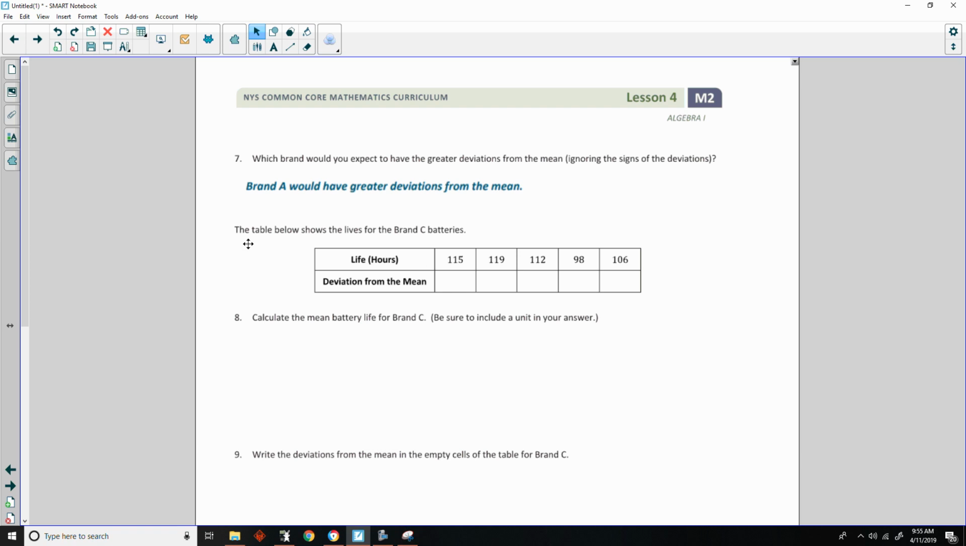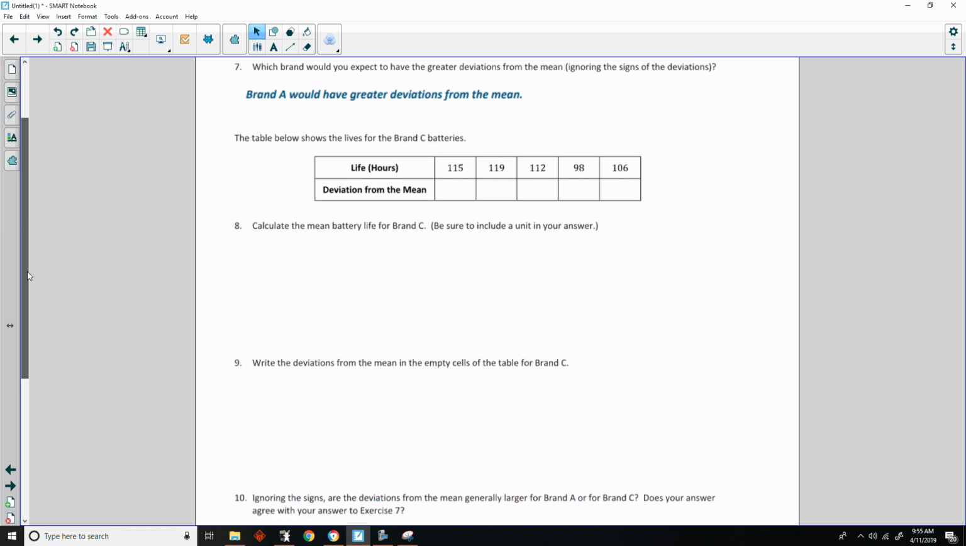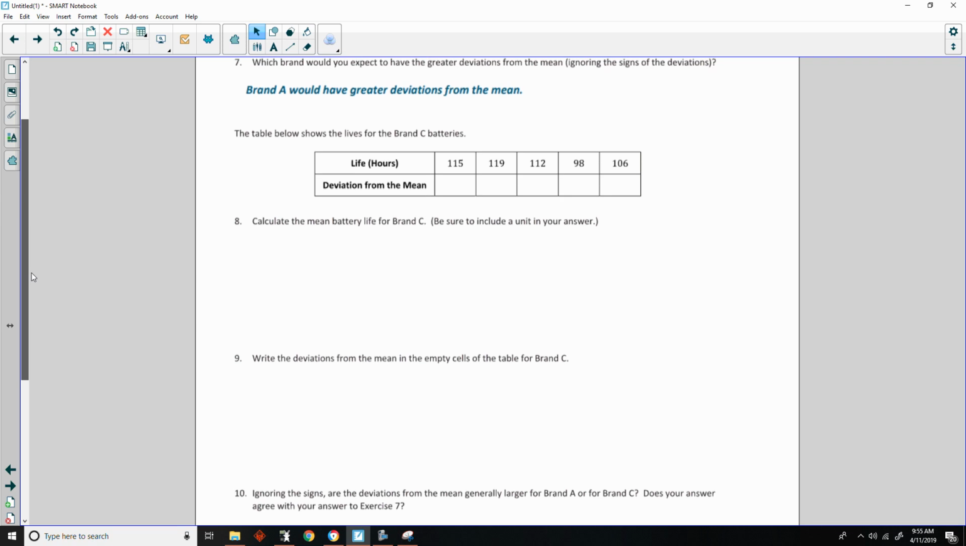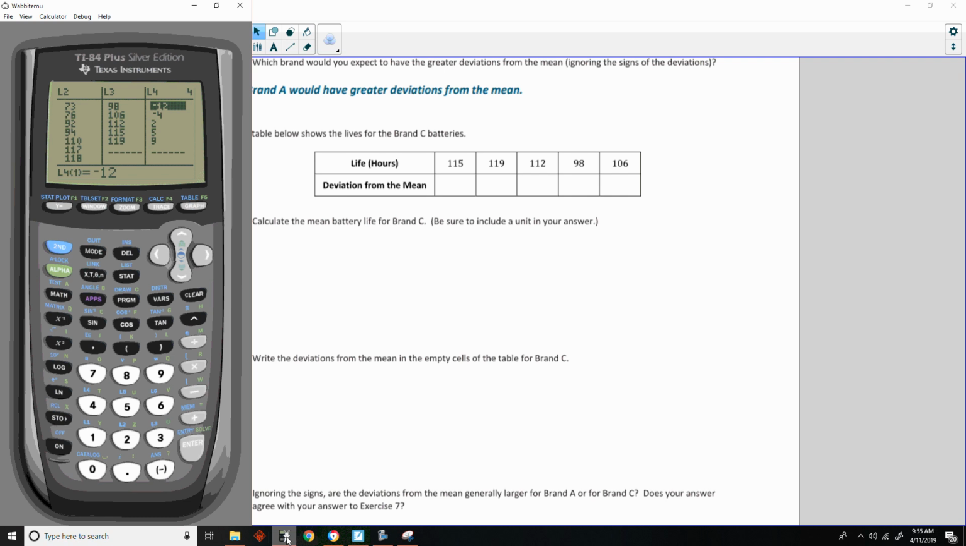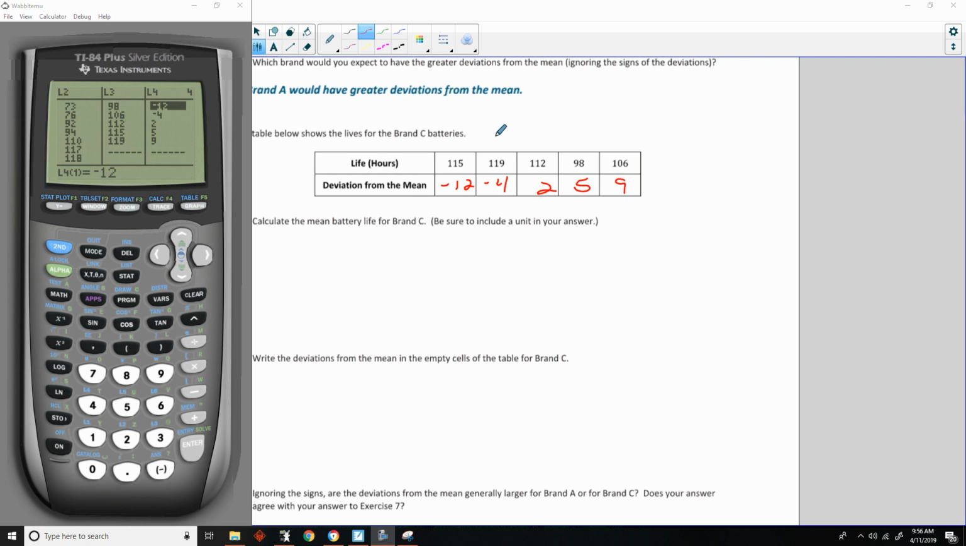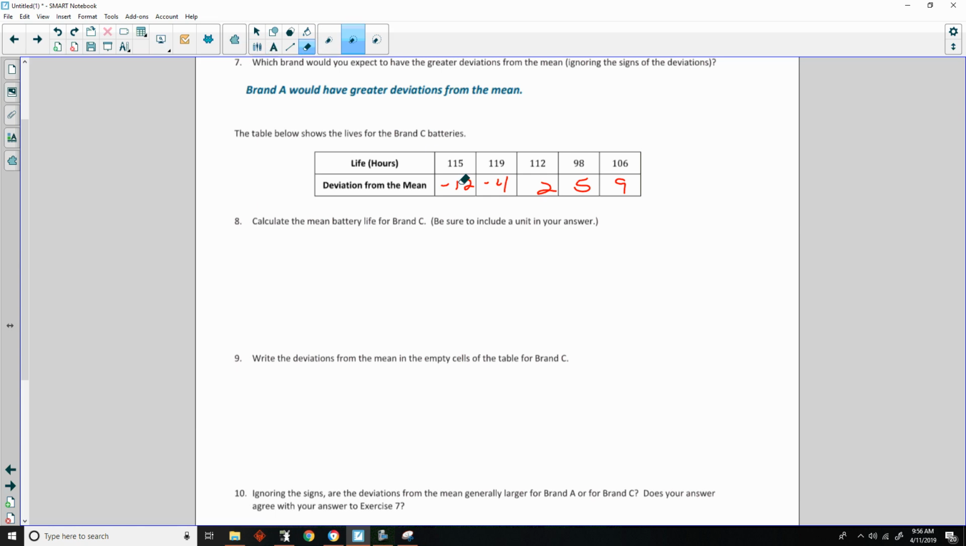The table below shows the lives for the brand C batteries. What are the deviations from the mean? Well, we've already done that. And it's -12, -4, 2, 5, 9. Okay, that is not right. These values don't match these values, so let me take a look at this.